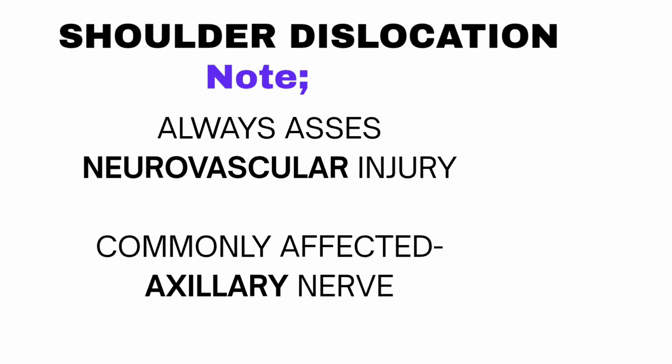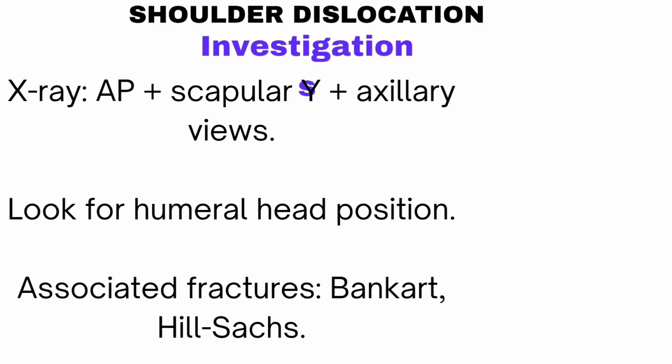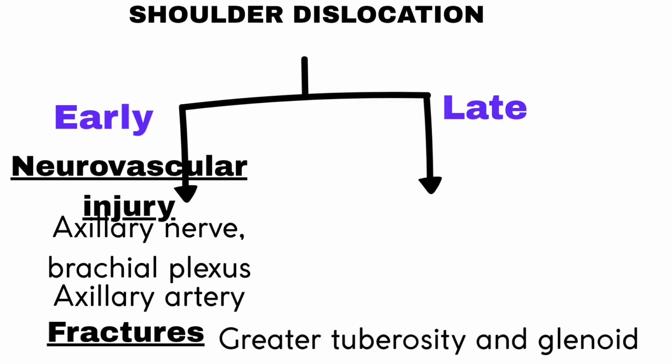The axillary nerve is most commonly affected, leading to loss of sensation over the regimental badge area. Investigations to order include the following. The main investigation is an X-ray of the shoulder, anterior, posterior, scapular Y, and axillary views. Always look at the position of the humeral head and check for associated fractures such as Bankart or Hill-Sachs lesions.